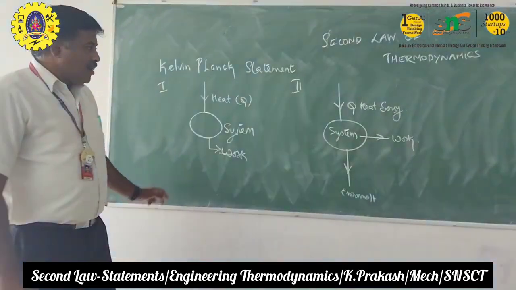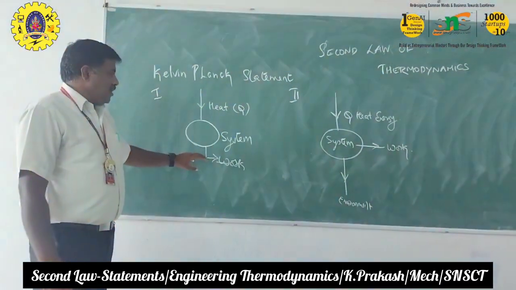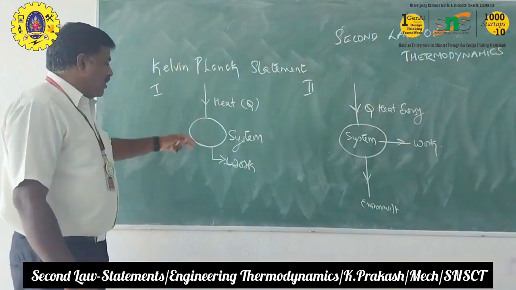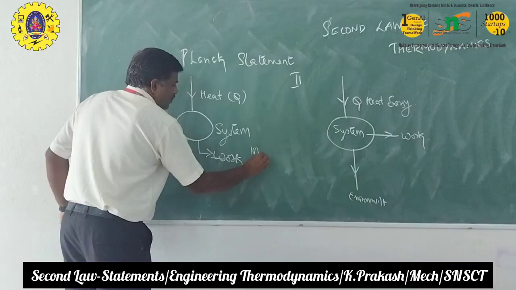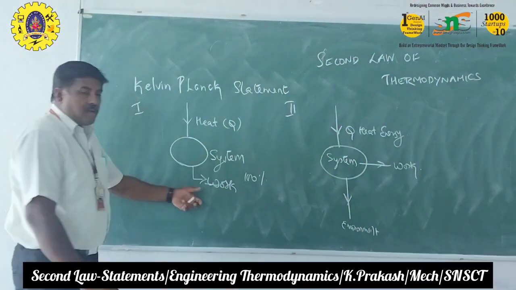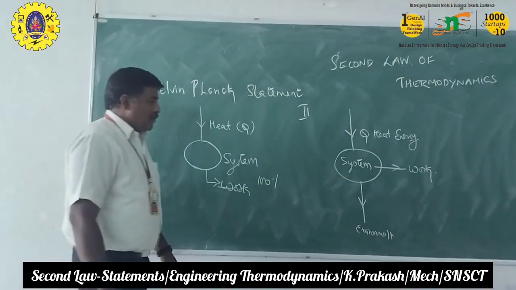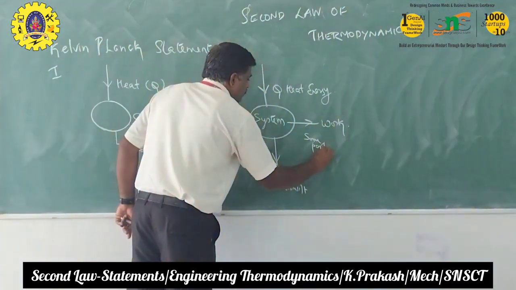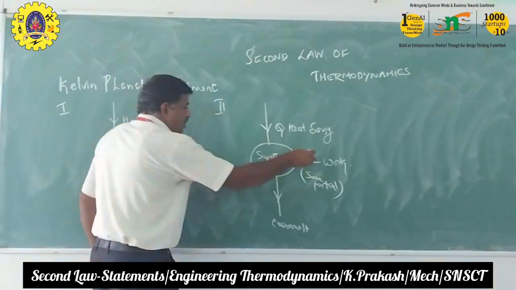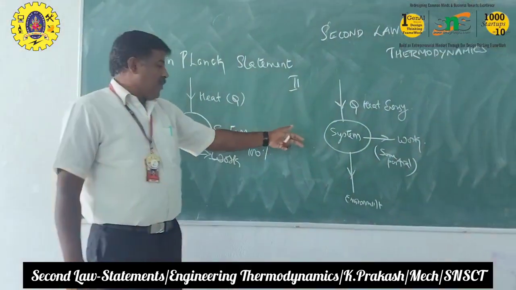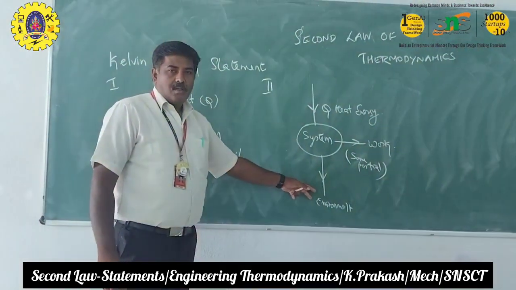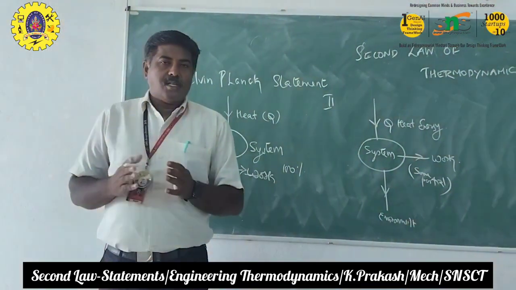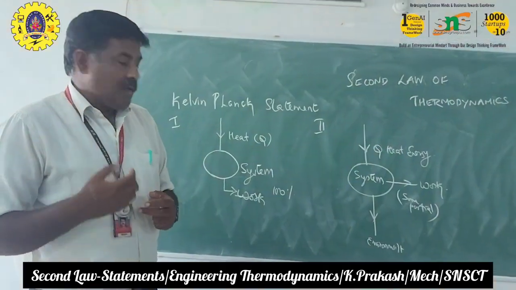Now, what the Kelvin-Planck statement says is that the supplied heat energy cannot be converted 100% into work. 100% conversion of heat into work is not possible. Only a partial amount of heat is converted into work and some amount of heat is lost to the environment. So, this is the Kelvin-Planck statement. No system can achieve 100% efficiency.